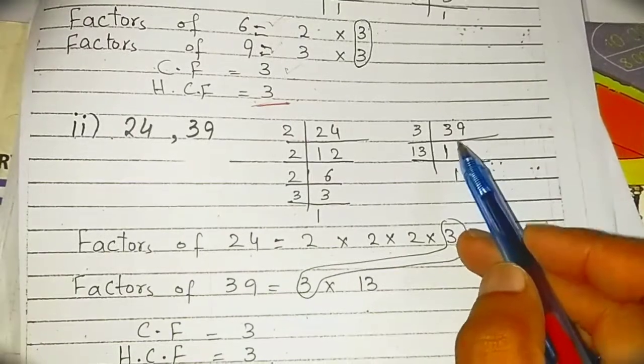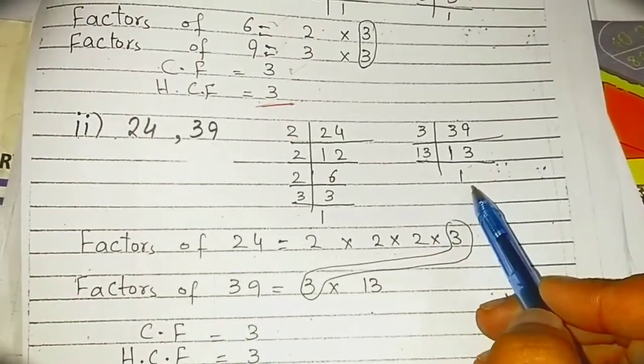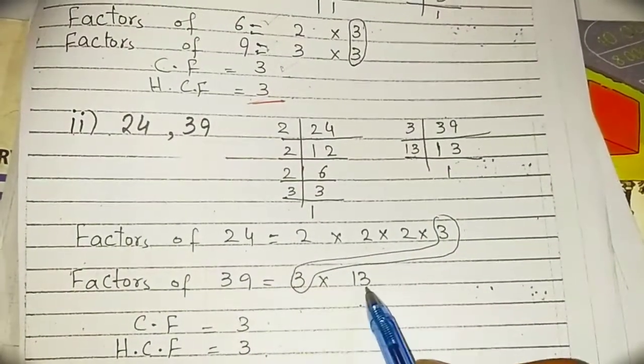Next, factors of 39 are 3 1 is 3, 3 3 is 9. Next 13 1 is 13. So the factors of 39 are 3 multiplied by 13.